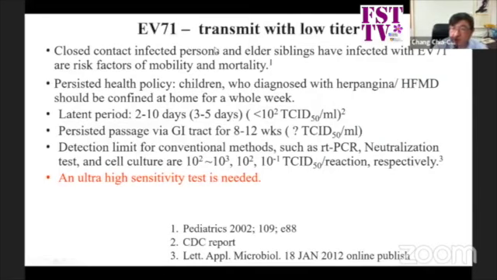EV71 transmission can infect patients at a very low titer. And if they are in close contact, their latent period is 2 to 10 days. So if we have an ultra high sensitivity test, we can detect rapidly, and then we can isolate those patients and prevent this kind of virus from spreading further.